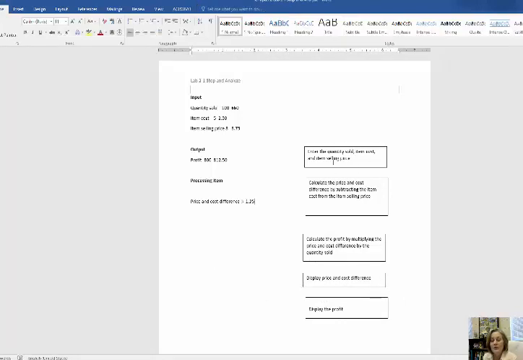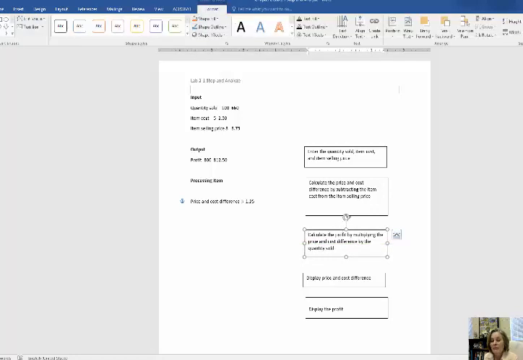Okay, so the user enters the quantity sold, item cost, item selling price. We're going to calculate the price and cost difference by subtracting the item cost from the selling price. Then we're going to go ahead and calculate the profit by multiplying the price and cost difference by the quantity sold. Then we're going to display the price and cost difference and display the profit.